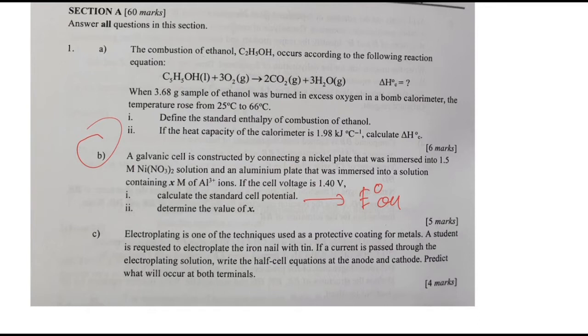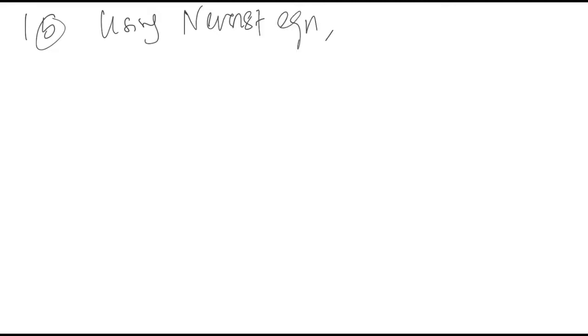So if you take note, the concentration given here for the nickel ions, 1.5 molar, is not standard. Since the concentration given in the question is not standard, that means to solve question 1b, you need to use the Nernst equation. Again, I repeat, why do we have to use the Nernst equation? Because the concentration of the electrolyte is not at standard. So we have to use the Nernst equation.